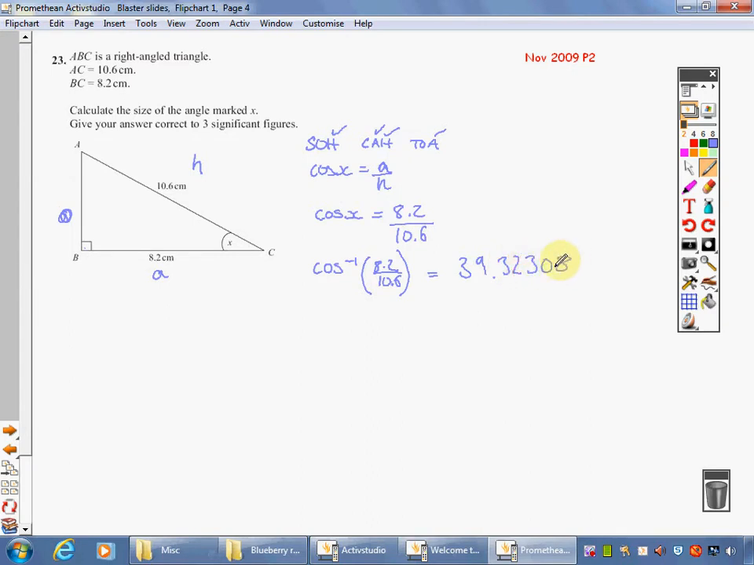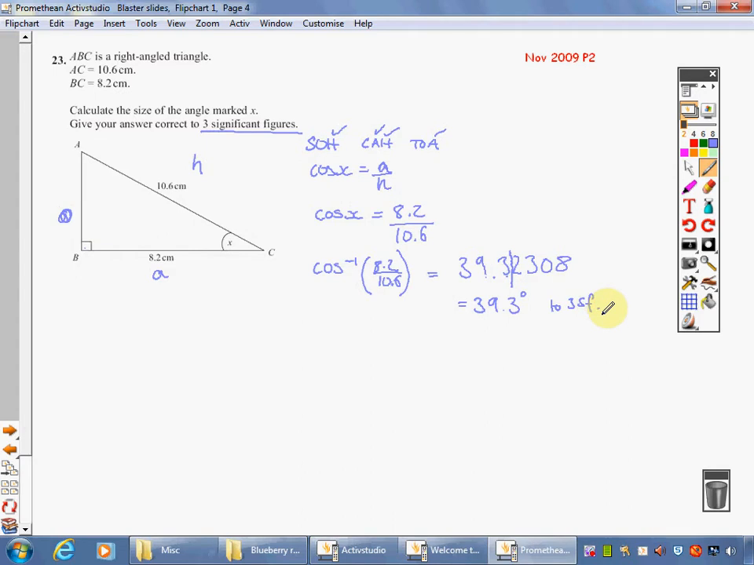39.32308. Now this time they've asked for it to 3 significant figures. So that's the most important one, it's the highest value. Next one, I need to be thinking about cutting it off there. Is it going to be 39.3 or 39.4? 32 is nearer to 3 than it is to 4. So it's going to be equals 39.3 degrees to 3 significant figures.